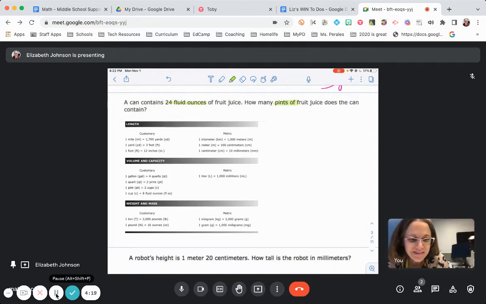And this one is a two-stepper. So this is where this scale becomes a little bit more complex in 6th grade than it was in 5th grade. Let me show you what I mean. We want to go from ounces to pints, but we can't go directly from ounces to pints.